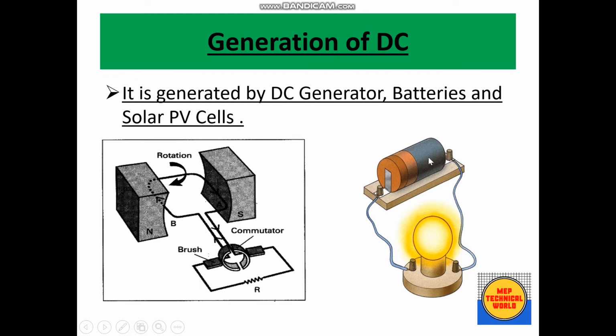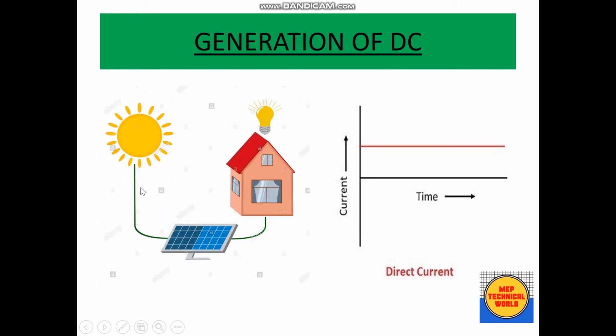Now come to the battery. Battery is another source of DC. By means of chemical reaction, the battery produces DC. Hence, we can connect a DC load across the battery terminals and it can operate. Another source of DC is the solar panel. It is operated by sunlight. Whenever sunlight falls on the solar panel, it produces DC. So we can operate a DC load from it.